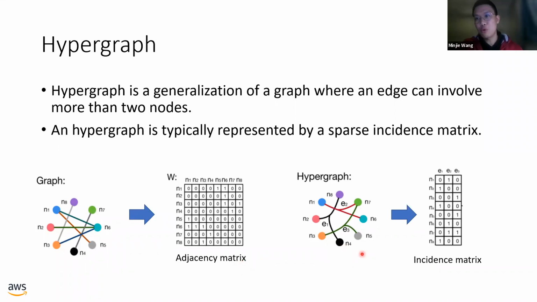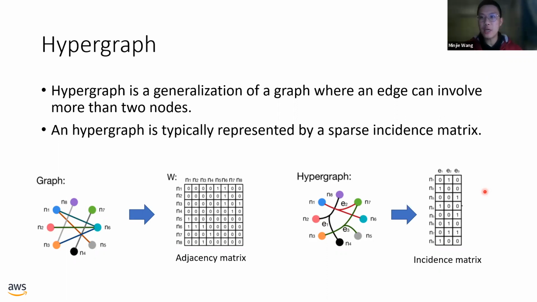So what people usually use is an incidence matrix, and you can see here an example of the incidence matrix. The rows represent the set of nodes, while the columns represent the set of edges. And the 0 or 1 means whether the node is incident on that edge. For example, you can see here E1, because it connects to N2, N8, and N4, there are 3 1s in this column. And by doing this, we can represent a hypergraph.